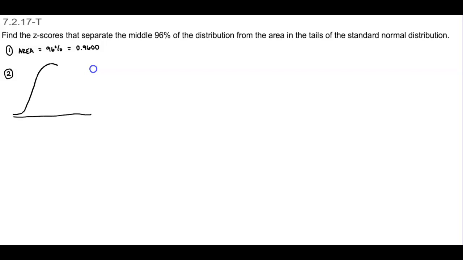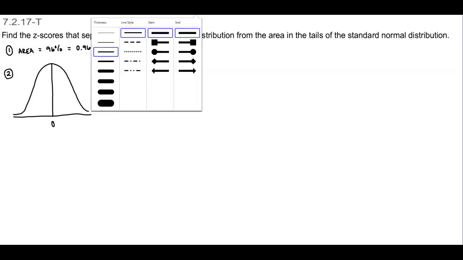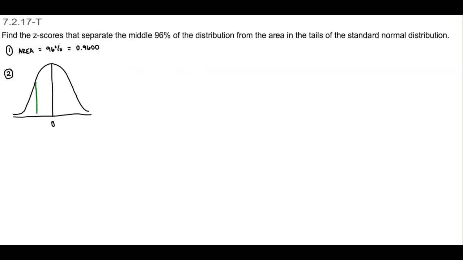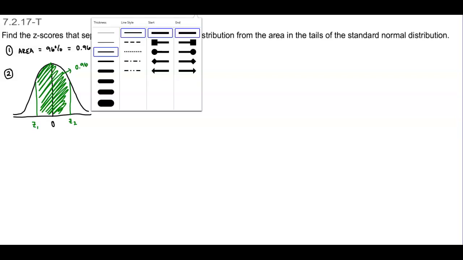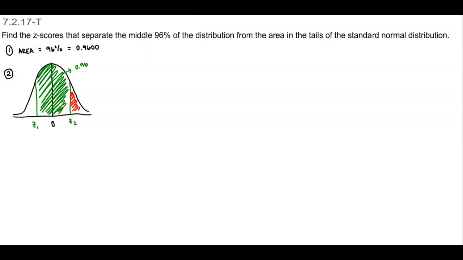So we have, again, our normal distribution. We know that we have a mean of 0. And so we have two z-scores, z1 and z2. What we know is that the area in the middle is equal to 0.96. And so we want to find, okay, what is the area here first and what is the area there?